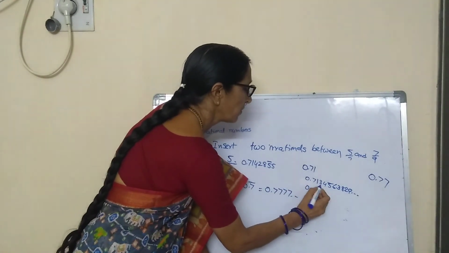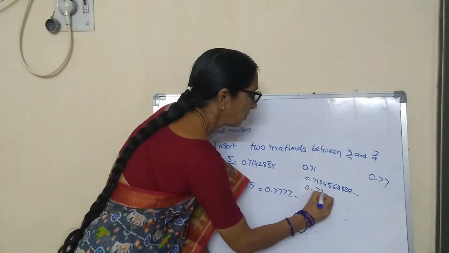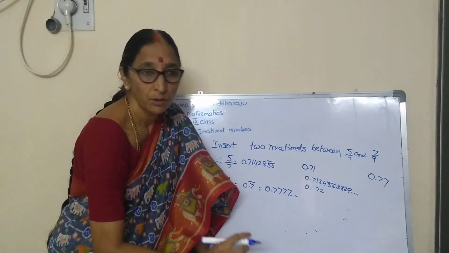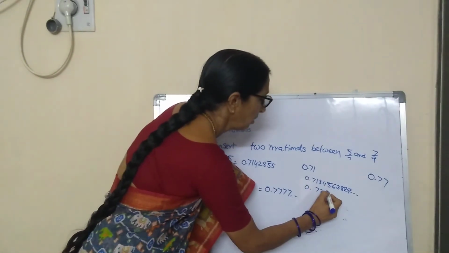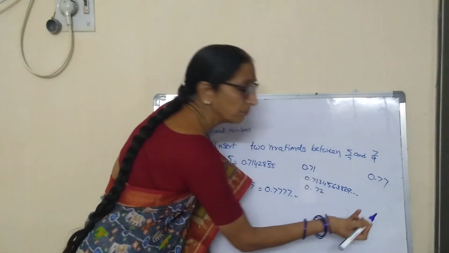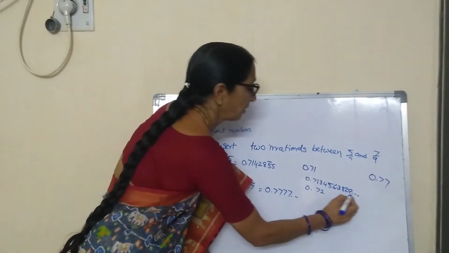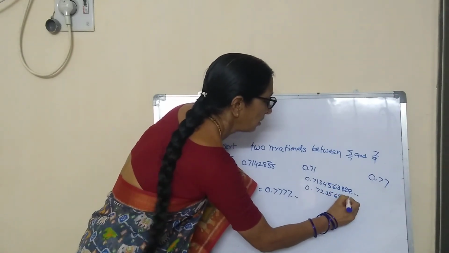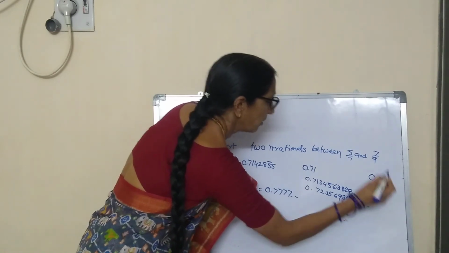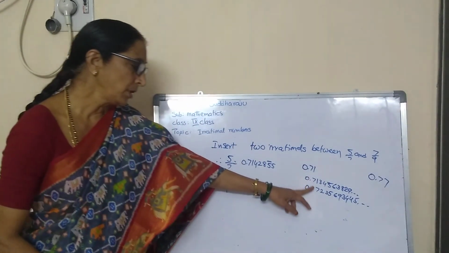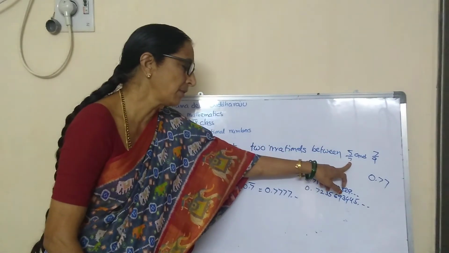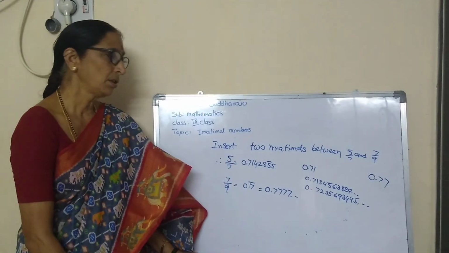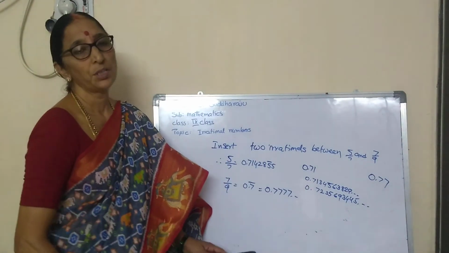The second number is 0.72, which is less than 0.77. You have to remember that. 0.72 and some non-terminating, non-repeating digits, 3, 5, 6, 9, 3, 4, 4, 5, etc. These are the two irrational numbers between 5 by 7 and 7 by 9. Thus we can insert. Can you understand?